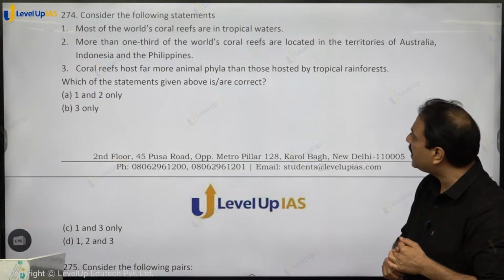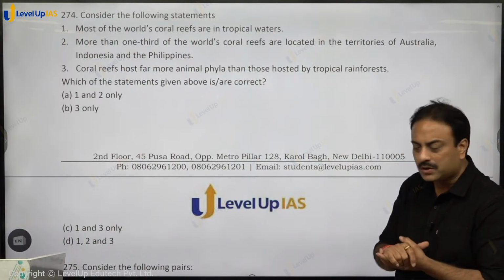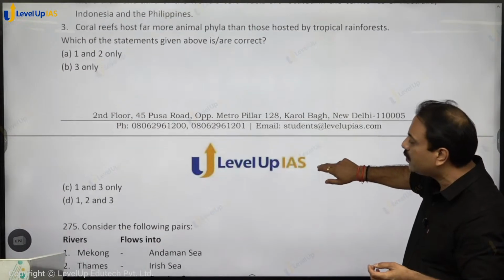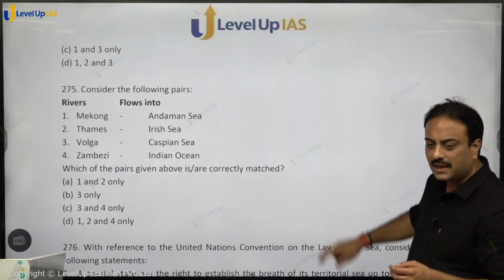So the first statement is correct, the second statement is also correct, and the third statement is also correct. So all 3 are correct. So 1, 2 and 3. Option D, D for dog, shall be the right answer. Clear on that?